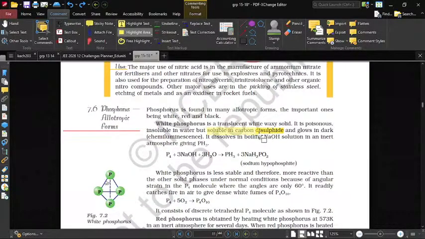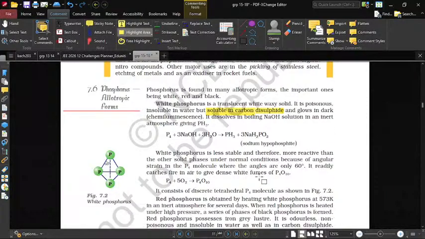Soluble in carbon disulfide and glows in dark, that is chemiluminescence. It dissolves in boiling NaOH solution in an inert atmosphere of PH3. PH3 is an inert atmosphere.